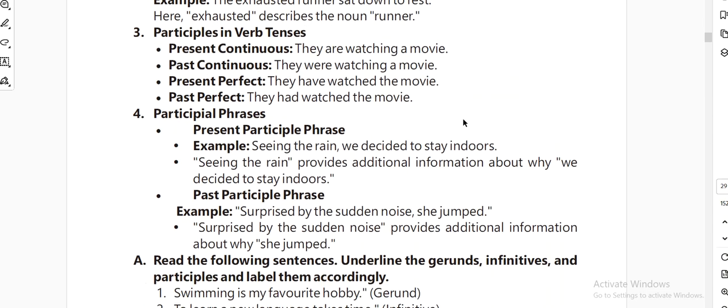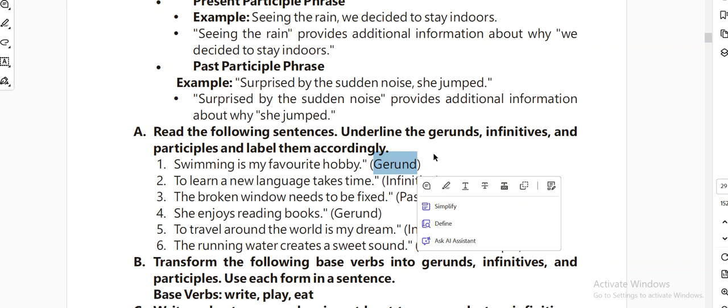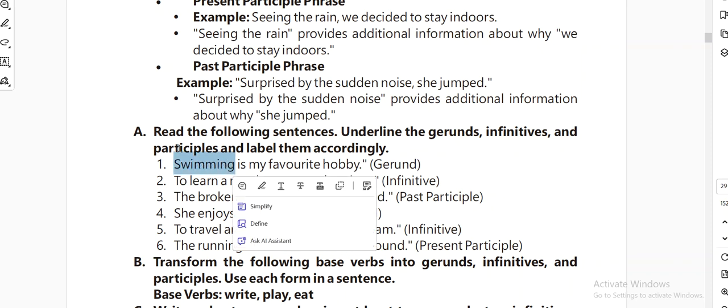Let's move to the main question, in which we have to find all these categories. So here is question number A. Read the following sentences, underline the gerund, infinitives and participles and label them accordingly. This is very easy. They have already told us whether a gerund, an infinitive or a past participle is used in the sentence, so we will find it. Swimming is my favorite hobby. Gerund. Which word is the gerund here? Yes, the answer is swimming.